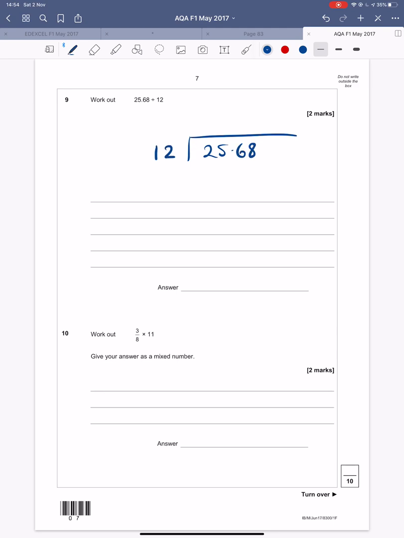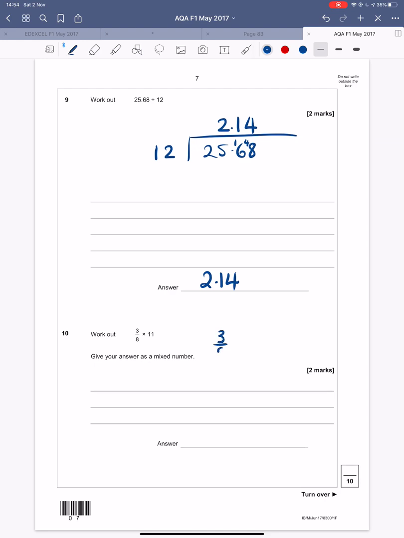25.68 divided by 12. 12s into 25 go 2, remainder 1, because 2 12s are 24. 12s into 16 go 1, remainder 4. 12s into 48 go 4, answer 2.14.